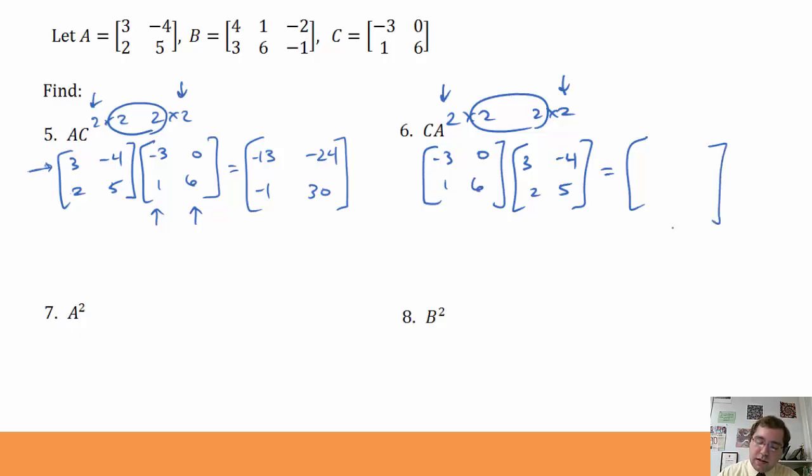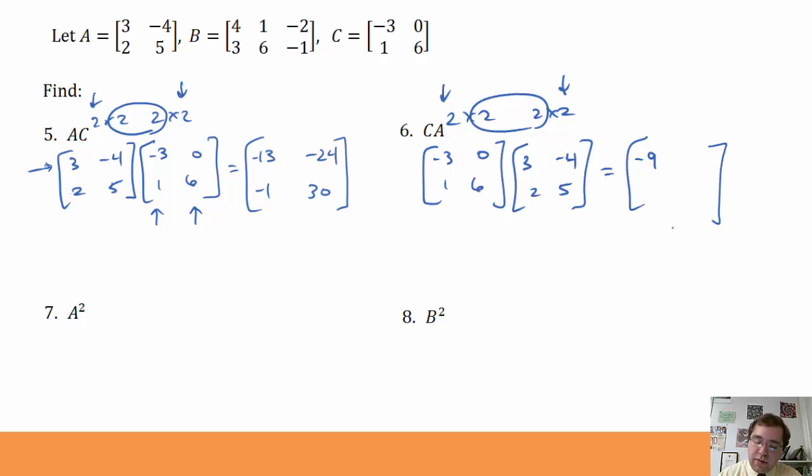All right. Top left corner is first row, first column. So negative 3 times 3, which is negative 9, plus 0 times 2, which is 0, so negative 9. Already I can tell these are not the same. AC is not CA because that top left corner is not the same. So it turns out matrix multiplication is not commutative like regular multiplication of real numbers is. Interesting.